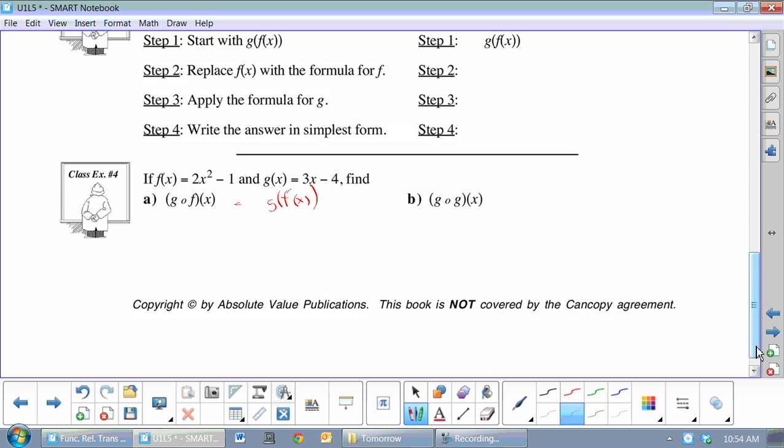Now we've got g of f of x. Now that means, okay, it means let's put f of x inside of g of x. So here is f of x. I'm going to put it right there. I'm putting f of x inside of g of x. Does that make sense? So what would that look like? 3 bracket 2x squared minus 1 bracket, minus 4. And if I wanted, I could call this h of x.